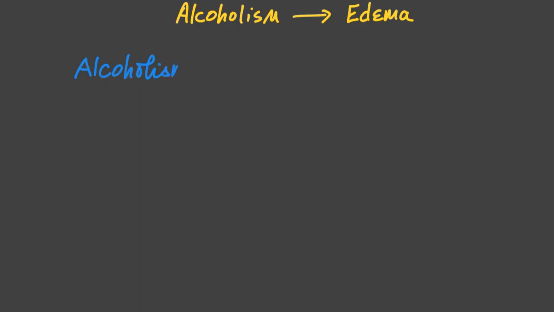Let's take a look at another example. Alcoholism, as we all know, can lead to liver damage, and liver damage can lead to edema. So let's see how that happens. Normally, the liver makes plasma proteins. The liver is like a factory. It makes the majority of the proteins that end up in the plasma.